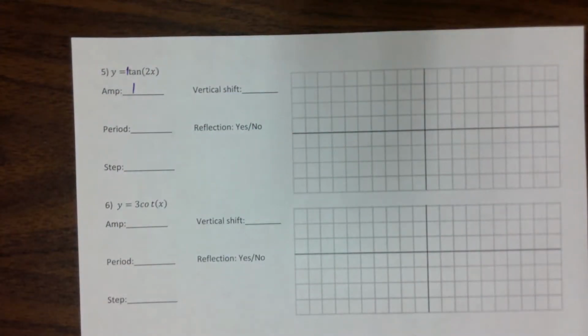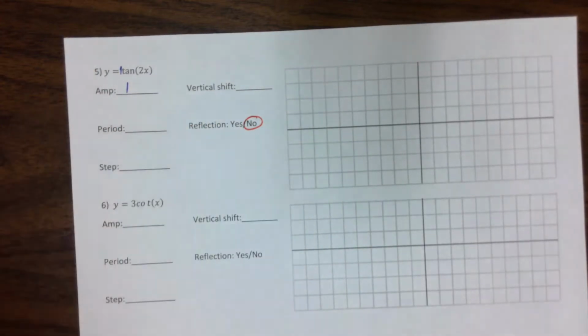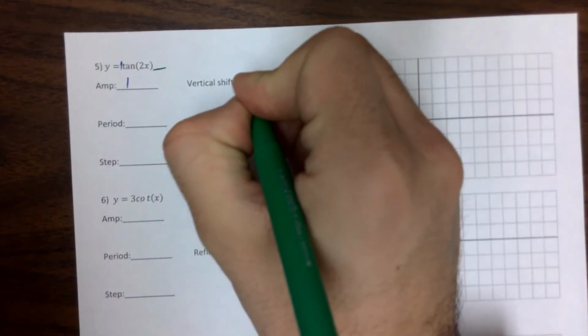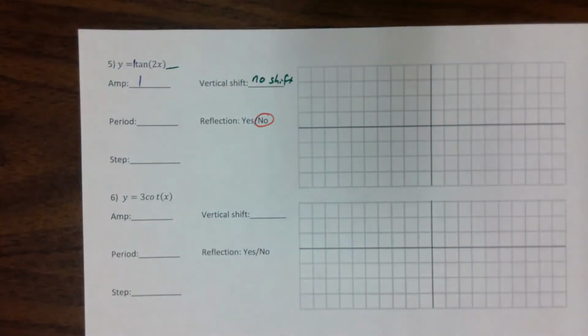There is not a reflection. Remember, reflection is if there's a negative number inside here, or on the outside. No negative here, so no reflection. Also, there is no number being added on the outside, so there is no vertical shift. The only thing that has a number is that 2 inside. That is going to give us a period change.